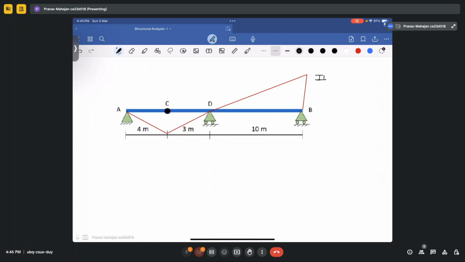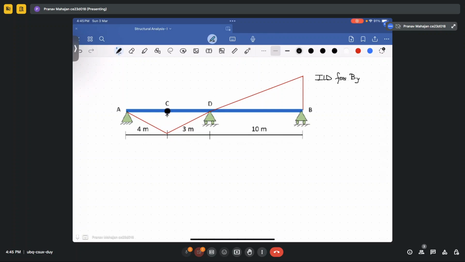This is your ILD for BY. I think I should remove this because it's looking tilted. I will draw it again. Yeah, this looks good. Now let's find the ordinate for the point C.